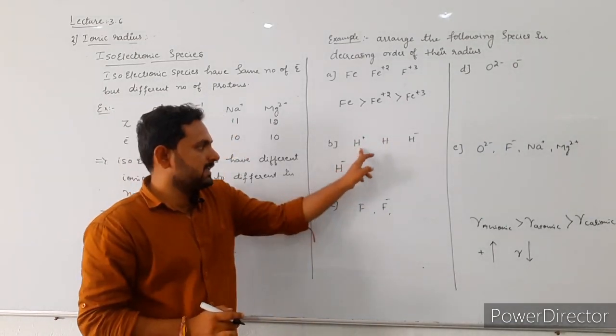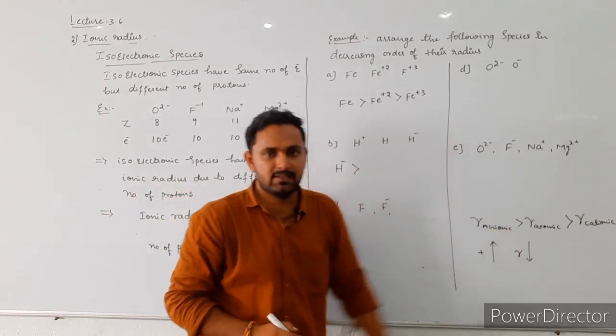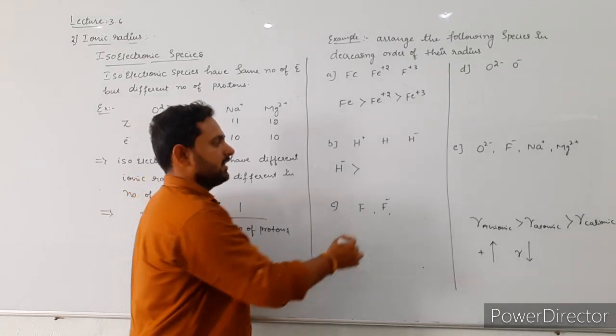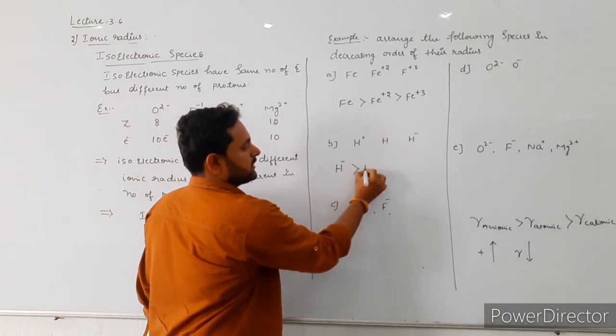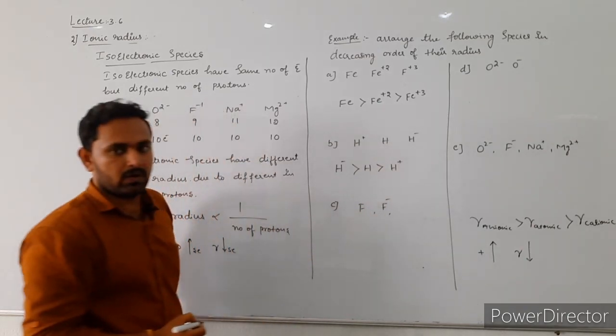Now, between H plus and H, which has more radius? Atomic radius is greater than cationic radius. So, the radius of hydrogen is greater than H plus. This is the decreasing order.